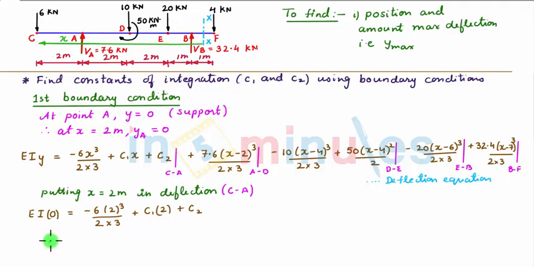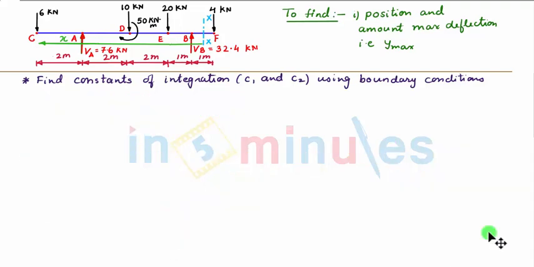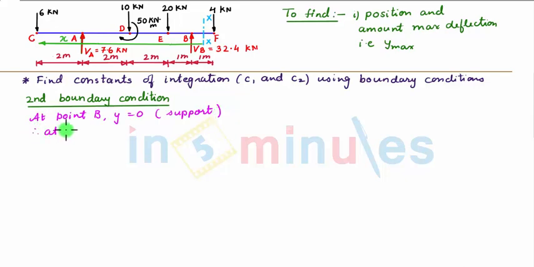So this is equal to 2c1 plus c2 is equal to 8. Let this be equation 1. Next we have the second boundary condition. At point B, which is the roller support, your deflection is again 0 as your support does not move. So we can write at x is equal to 7 meter, point B is at a distance of 7 meter from origin C, we have yB equal to 0.